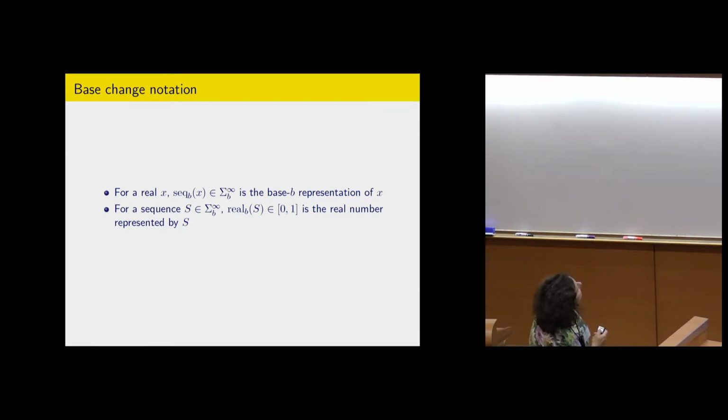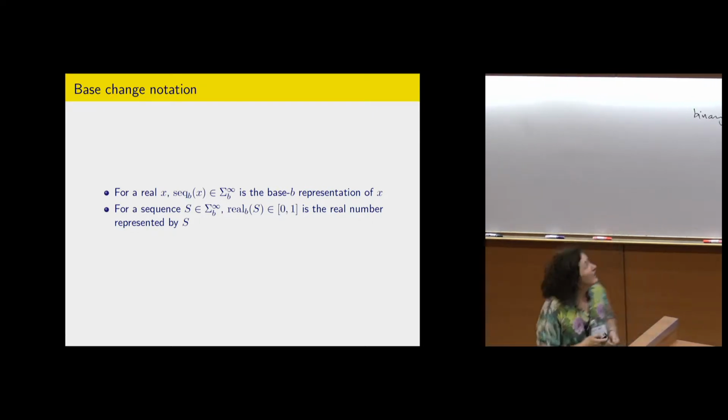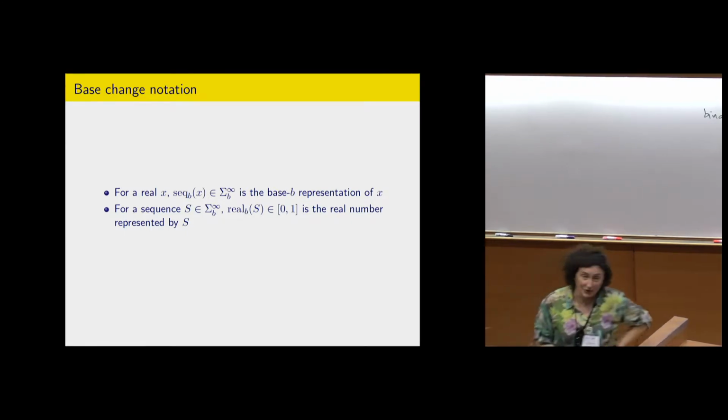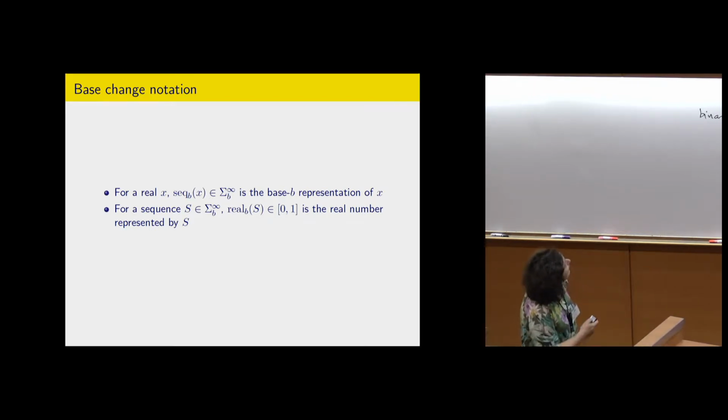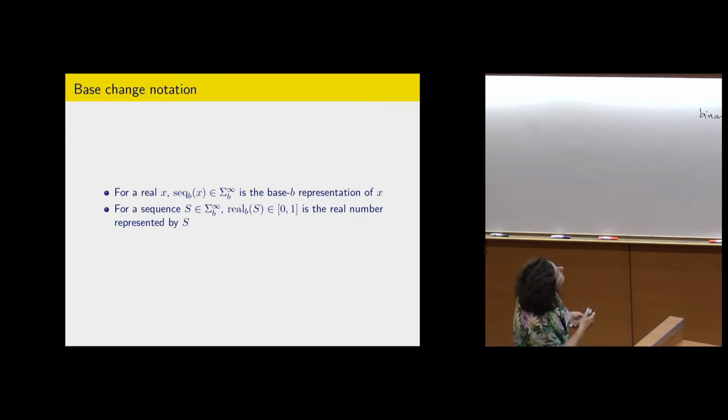So just for notation, since I need to compute an absolutely normal real number, for a real number x, seq_b of x is the representation in base b. And the other way around, if I have a base b sequence, a sequence on alphabet sigma_b, real_b of s is the real number represented by it. Since I'm going to be moving between bases, I'll need to use seq to go from reals to bases, and real to go from bases to the real number represented.